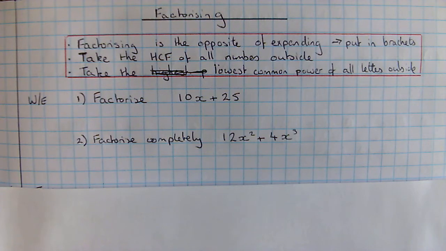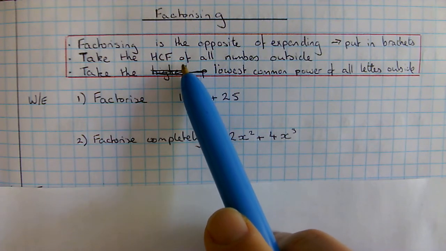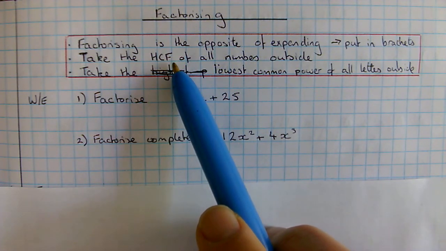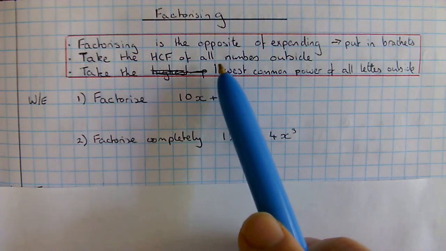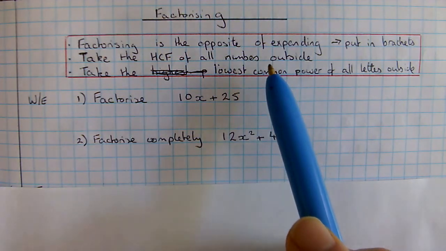And the way we're going to do that is we're going to take outside the bracket whatever the highest common factor is of all the numbers inside. Now remember, the highest common factor is that biggest number that divides into everything. And we're also going to take out the lowest power of all of the letters. So let's have a look at that.